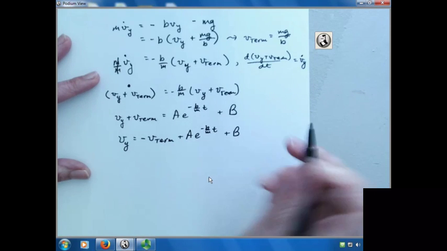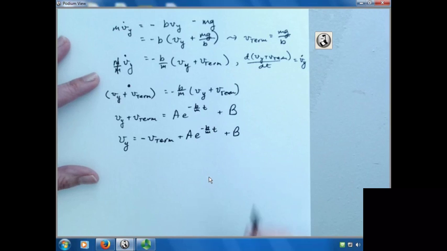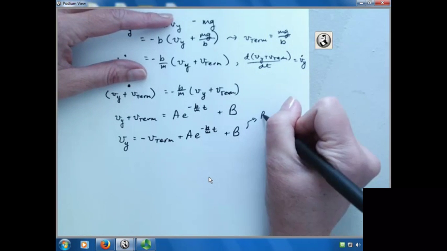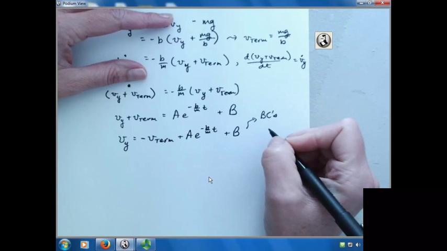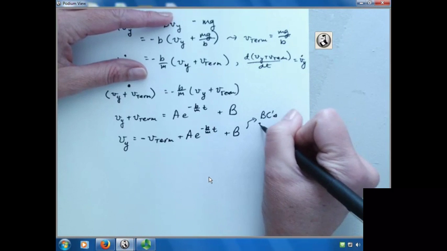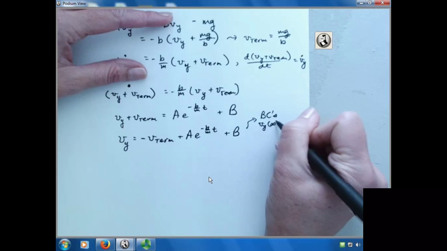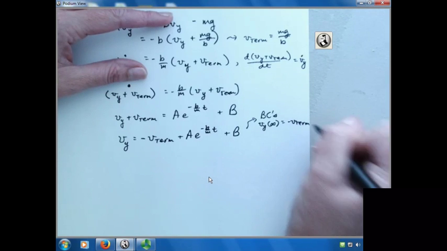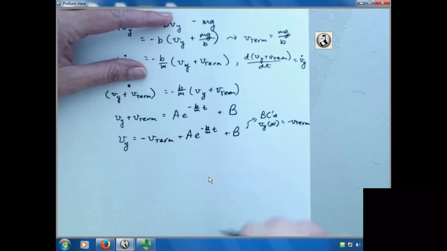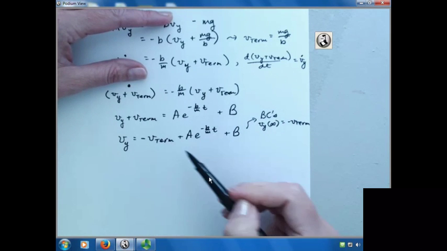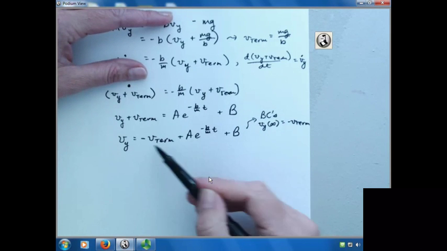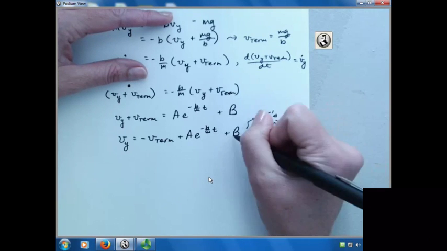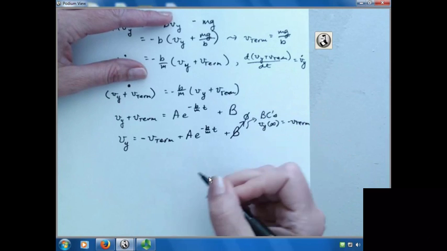Now I need to figure out what a and b are, and I do that with boundary conditions. One boundary condition I know is that Vy, as t goes to infinity, will be equal to negative v term. It'll be moving downward at its terminal velocity. So when t is infinity, this term will be 0. I've got negative v term plus this term, which would be 0 in that limit, plus b, and b must be 0 for that boundary condition to hold.